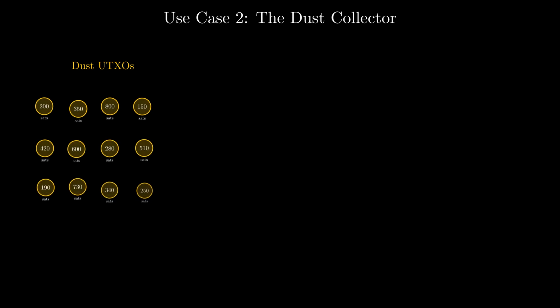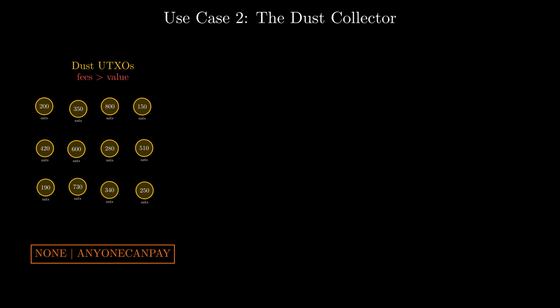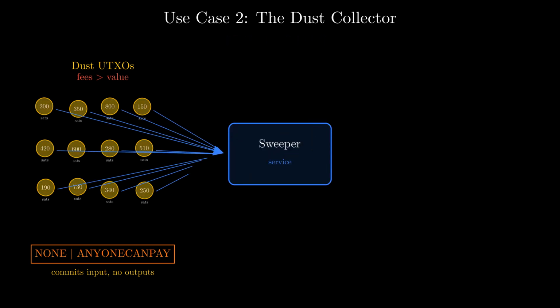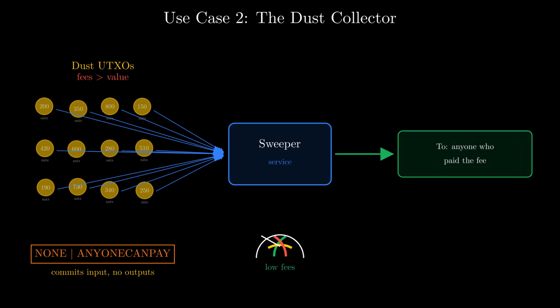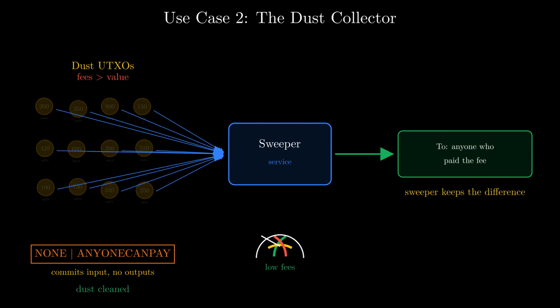Use case 2, the dust collector. Dust means UTXOs so small they cost more in fees than they're worth. Sign a tiny UTXO with NONE or ANYONECANPAY. That commits to your input but to no outputs at all. You're effectively saying, anyone can sweep this, send it wherever they want. A sweeper service collects thousands of these dust signatures, batches them into one transaction during a low-fee window, and adds an output paying themselves. The dust gets cleaned up. The sweeper takes the difference.